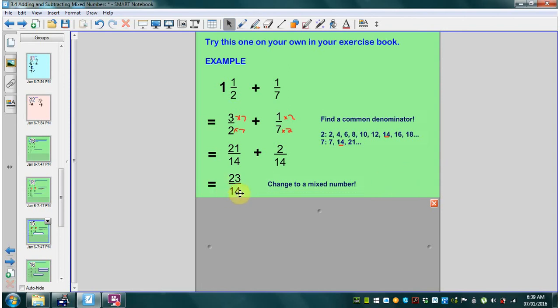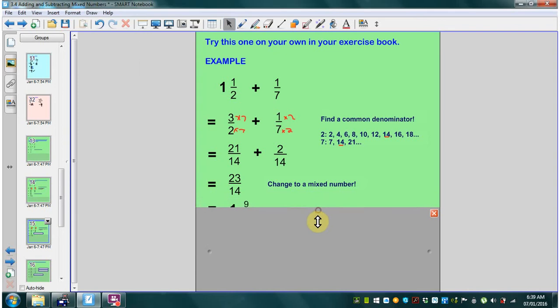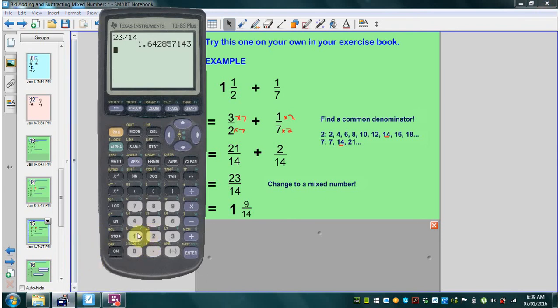So how many times does 14 go into 23? Pop it up on your calculator if you're unsure. 23 divided by 14 is 1, and we have some left over. So 14 goes into 23 1 time, and we have 9 left over. 14 times 1 is 14. And how many do we have left over from that? 9. 9 over 14.